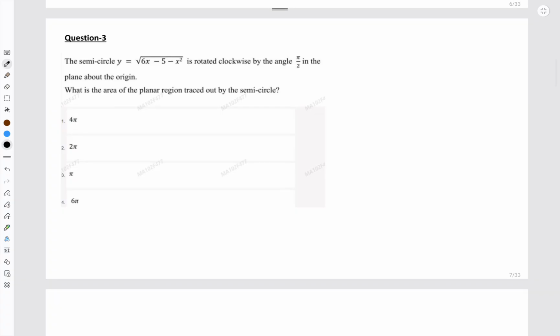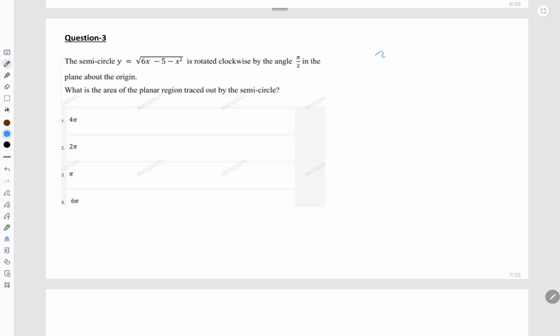Let us move to question number 3. In question number 3, we have been given a semicircle and it is rotated by an angle. We need to find out the area of the region that is traced out by this rotation. So let us first understand what this semicircle is.